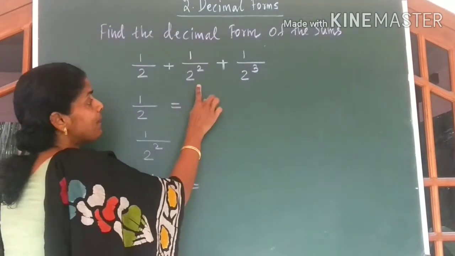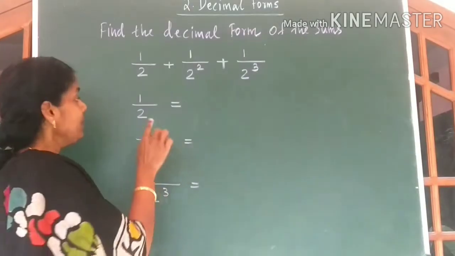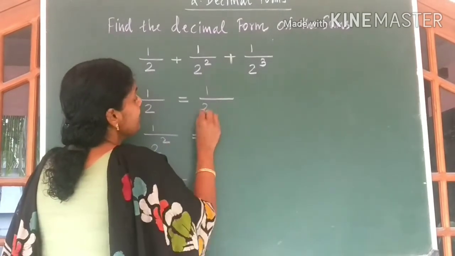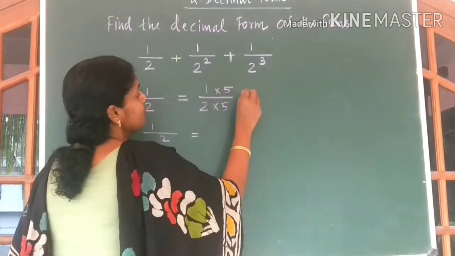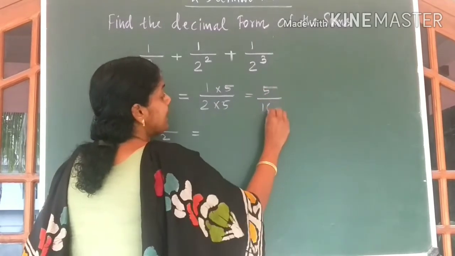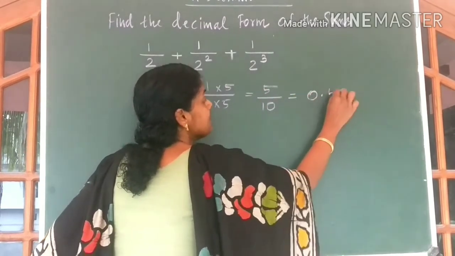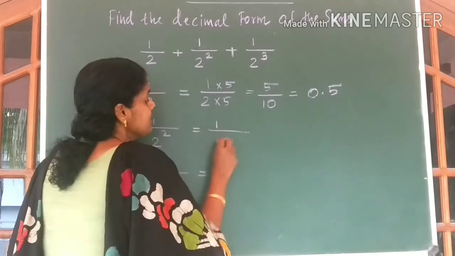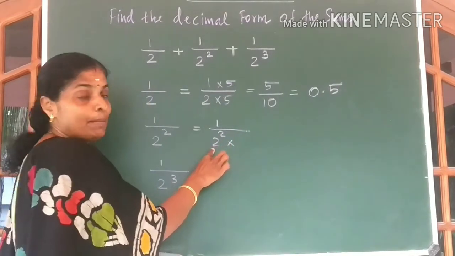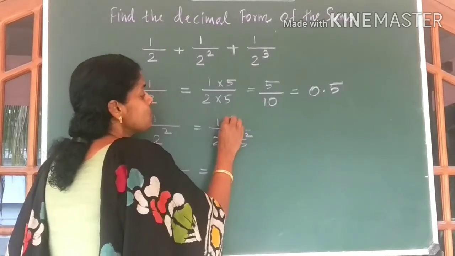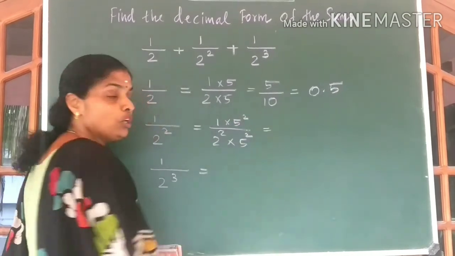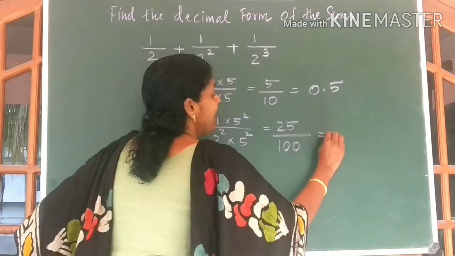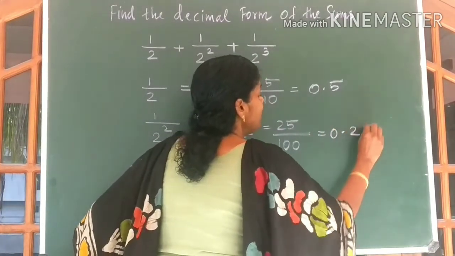1 by 2 plus 1 by 2 square plus 1 by 2 cube. Since the denominator is 2, multiply it with 5. So you get 1 by 2 into 5 into 5. So you get 5 by 10. Decimal form of this is 0.5. Come to the next one, 1 by 2 square. Since you have 2 2s, multiply it with 2 5s. So multiply 2 5s in the numerator also. So you get 25 by 100. Answer: 0.25.